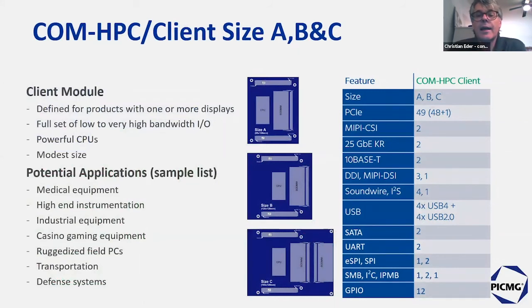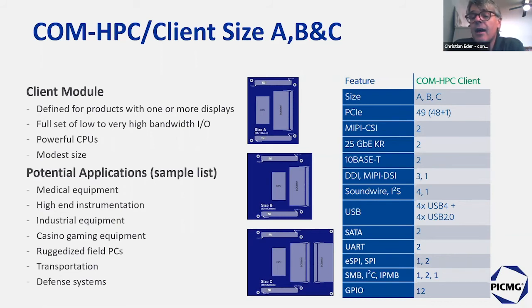Stepping into the client here, so the typical sizes are A, B, C, and the functionality is somewhat limited. We don't have this 65, we just have 49, again 48 plus 1 dedicated for the board management controller. We have MIPI camera interfaces, we have just 2 25 gigabit KR interfaces, but we have 2 BASE-T interfaces, in total 4 times Ethernet.